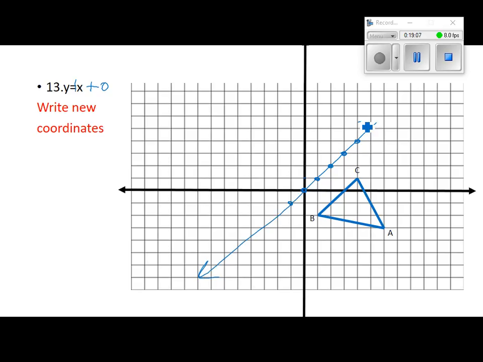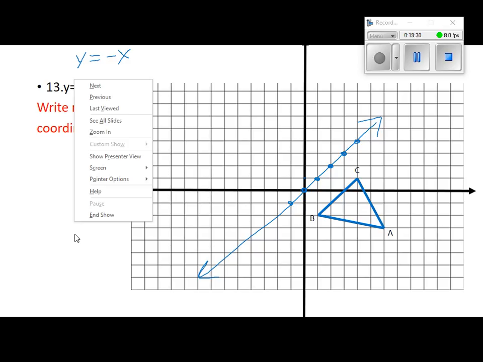Y equals x is the line that splits the coordinate system in half, going up from left to right. Y equals -x, which is on the next slide, is the one that splits it in half going the other direction, down from left to right. So we do that. This is the one you're going to mess up if you don't use the rule.